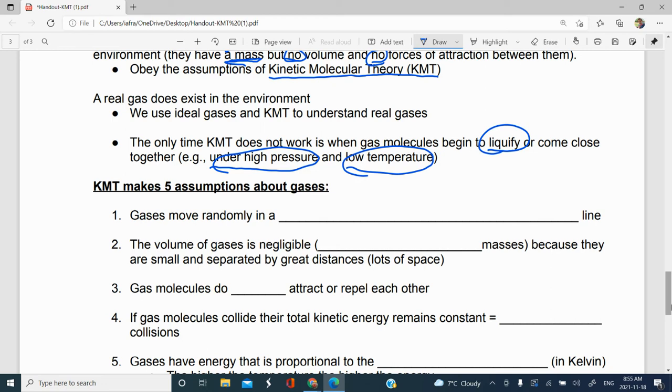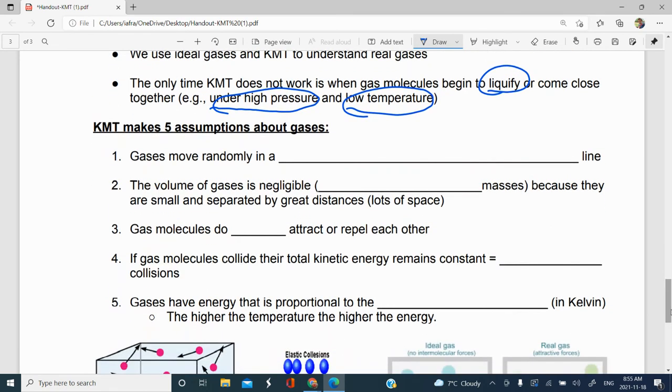So essentially the 5 main assumptions of the kinetic molecular theory for gas particles are: they move randomly in a straight line. The volume of gases is negligible, meaning that the individual particles don't take up space. In reality, they do, but we're assuming they don't in the kinetic molecular theory. We call them point masses. In other words, they're little points with masses, but they don't take up space.